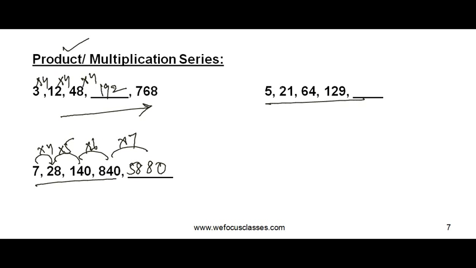Here from 5 you are getting 21. How do you get this? Again the numbers are increasing very fast, so you think of the problem in a multiplication way. 5 4s are 20 and plus 1 you are getting 21. And from 21 you are getting 64. That is 21 3s are 63 plus 1 you are getting 64. And 64 multiplied by 2, you will be getting 128 plus 1. So next time you need to multiply it with 1 and add 1, so that you will be getting the answer as 130.